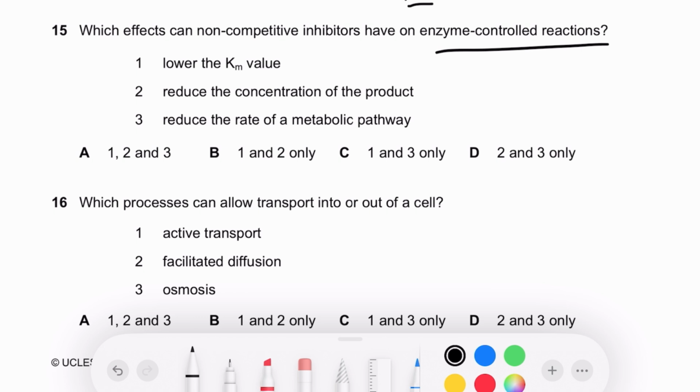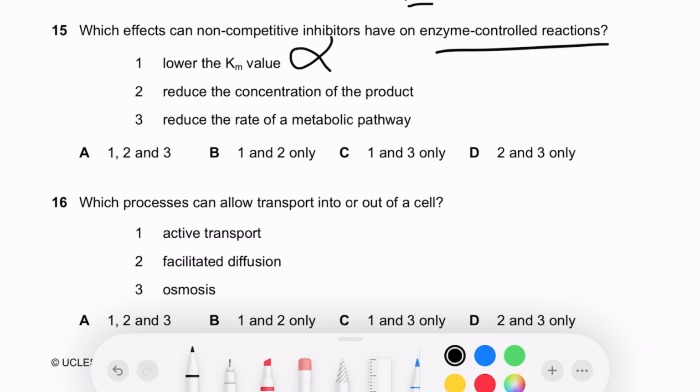So remember, non-competitive inhibitors, they bind to the allosteric site of the enzyme, which is a different site, and they cause the enzyme to be non-functioning. So it cannot really bind to the substrate anymore, which means it cannot catalyze as many reactions, and so we never reach the maximum rate of reaction. However, the Km value still remains the same.